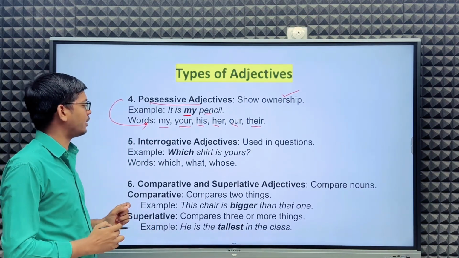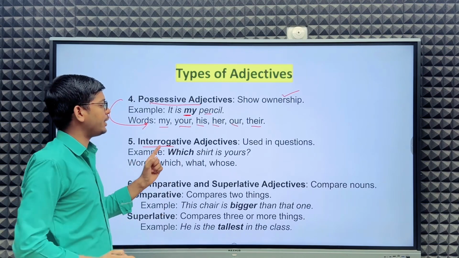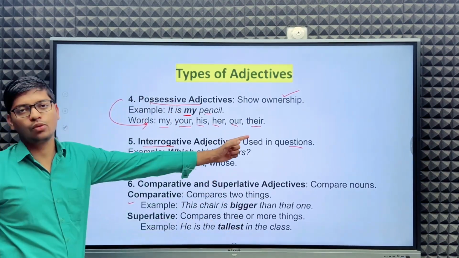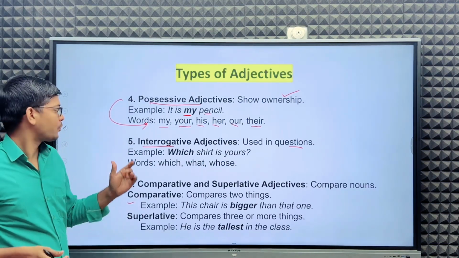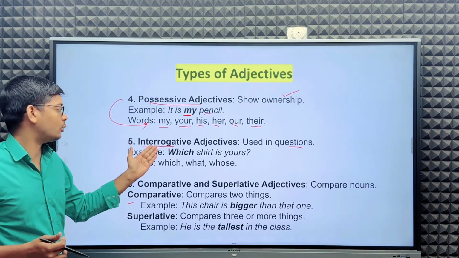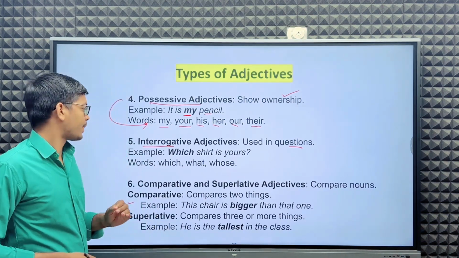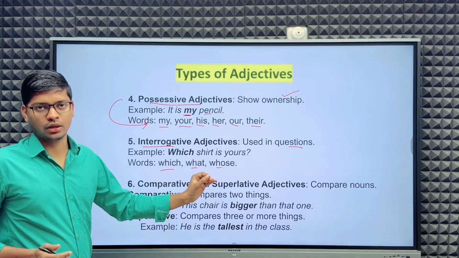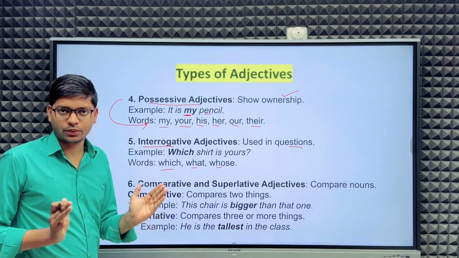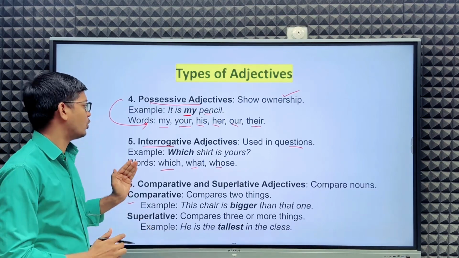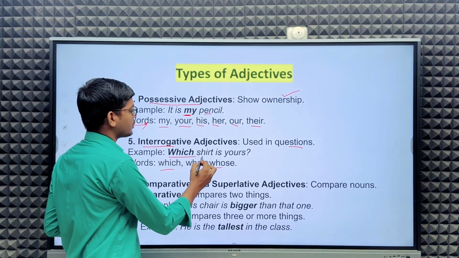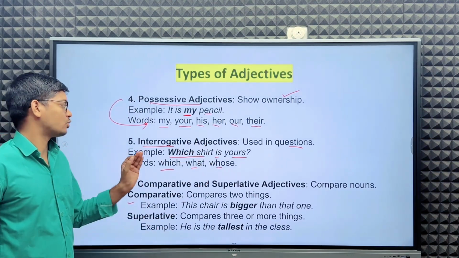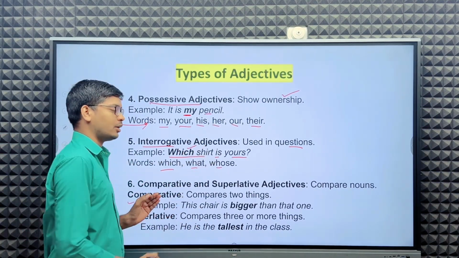Next type of adjective here, interrogative adjectives. An interrogative adjective is used in a question, to ask a question. Words like which, what, whose are all interrogative adjectives, used to ask a question. Example here: which shirt is yours? Which is an interrogative adjective here.